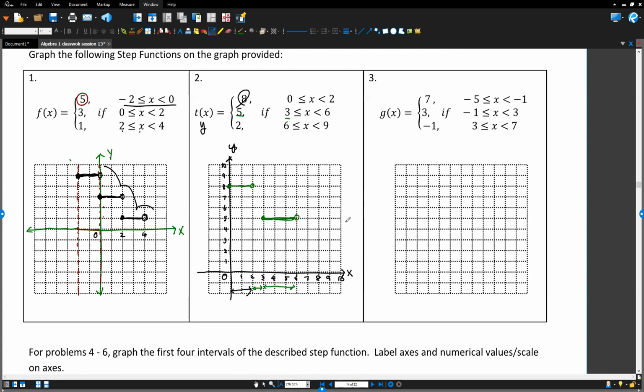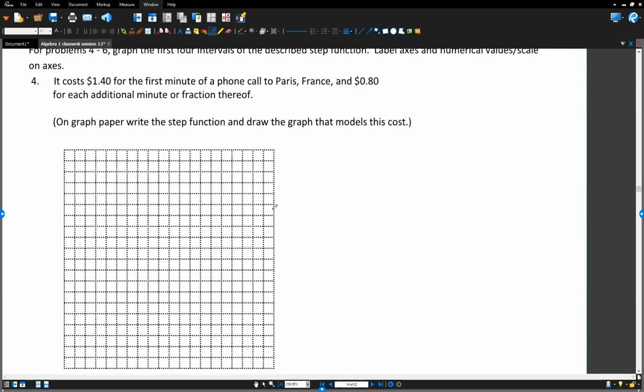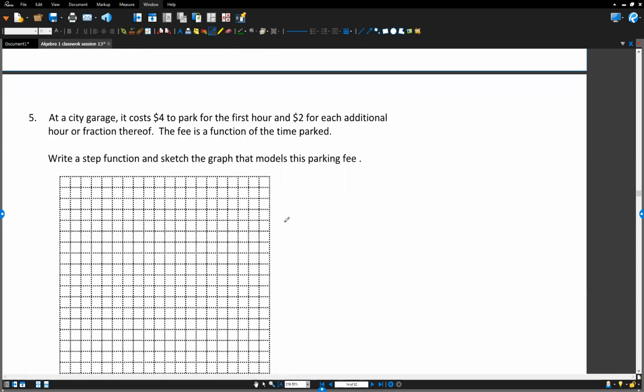Okay, now between 6 and 9, up to here. The height is only 2. But 6 is including, still height is 2. 9 is not including. That's just step functions. It's okay, right? That is fine.